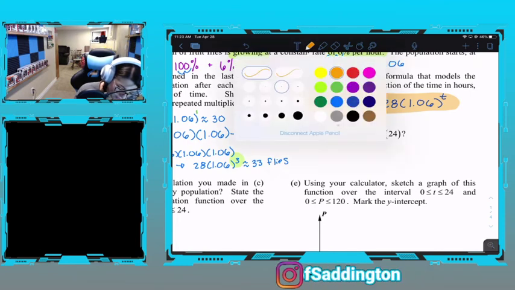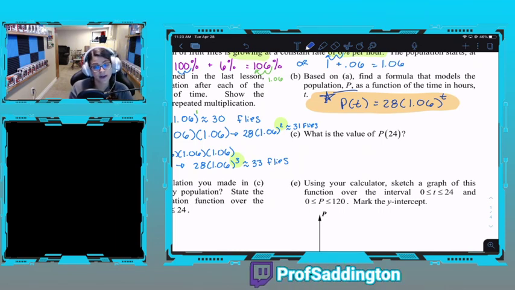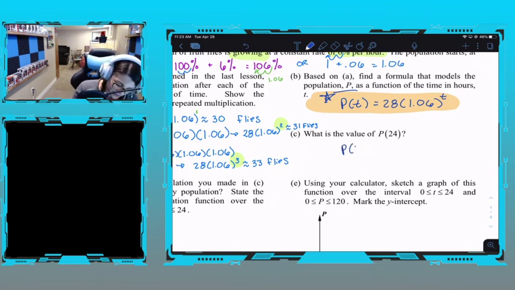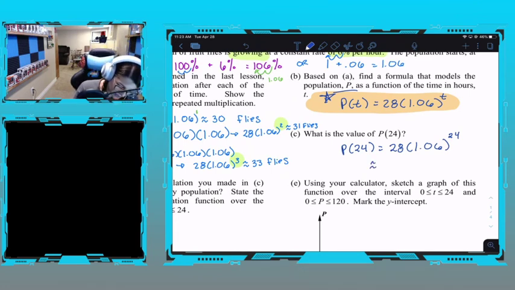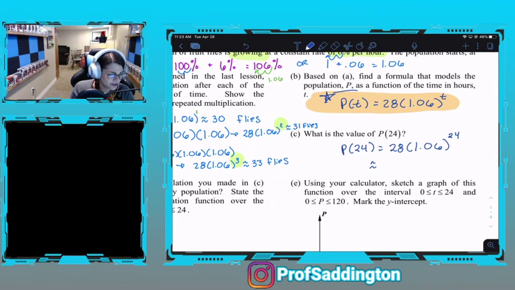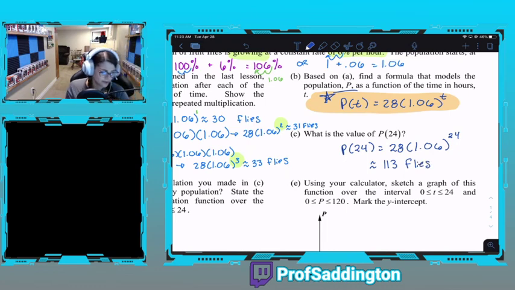So moving forward, if I wanted to find P of 24, that means 24 hours, we would say 28 times 1.06 raised to the 24th. And again, we're going to round to the nearest whole because we're talking about population. So we get 113.37. So we're going to say about 113 fruit flies.